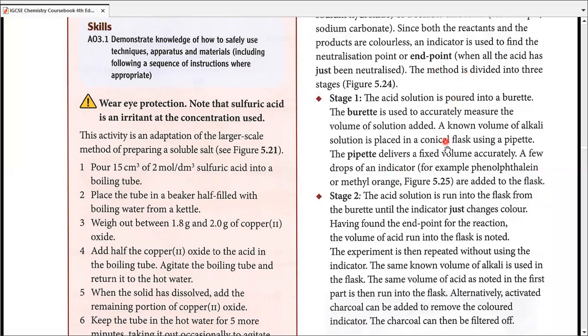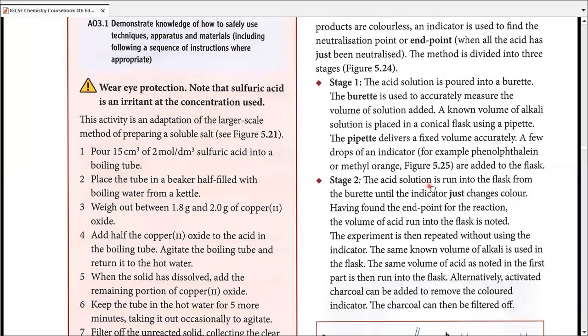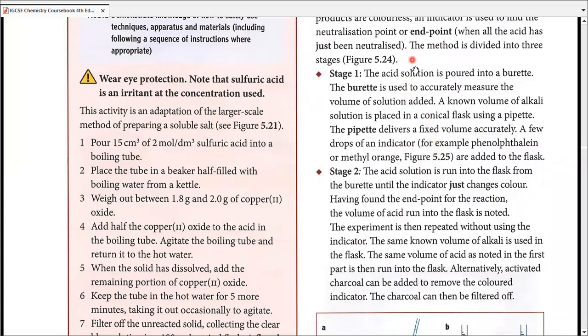Now, the method is divided into three stages and they're pretty simple. In stage one, what we do is that we take the acid solution and we pour it into a burette with the help of a beaker and a funnel. The burette is used to accurately measure the volume of solution added. A known volume of alkali solution is also placed in a conical flask. For this, we use a pipette. The pipette also delivers a fixed volume accurately.